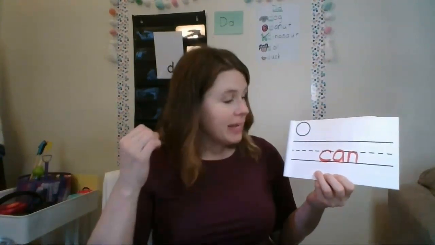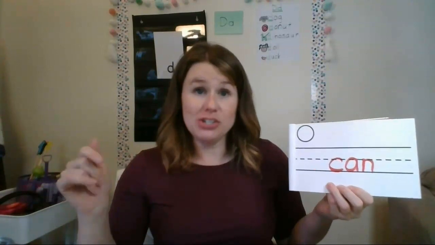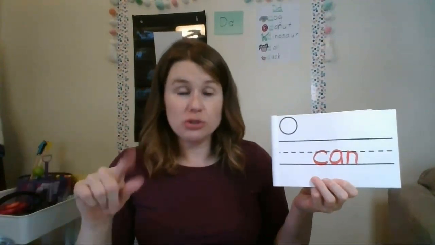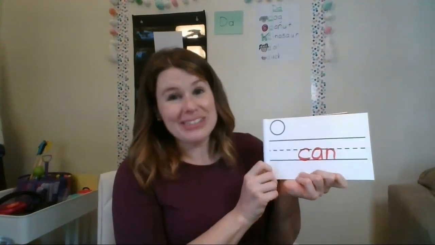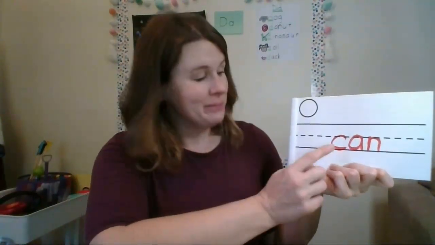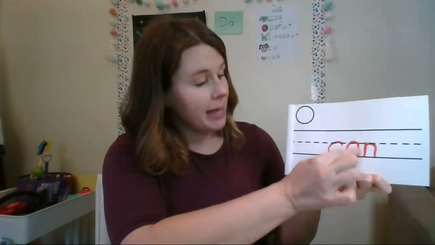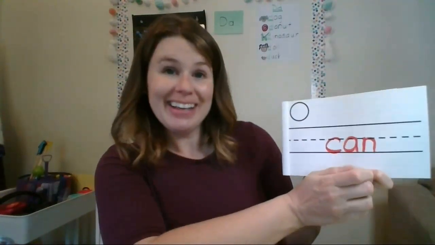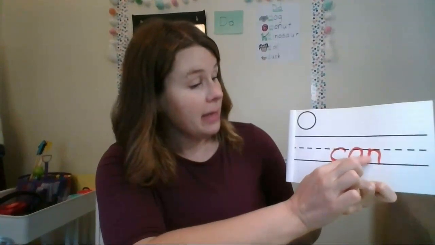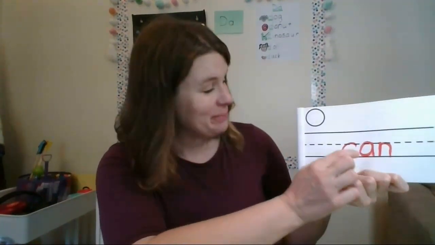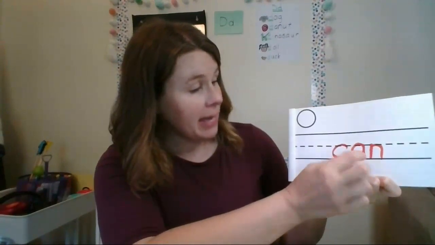So if you used your canvas, it'll feel kind of bumpy, the crayon. If you didn't have your canvas, that's okay. Just trace right over your letters or trace over my letters. Or you could trace on like your couch with your finger, just something to get a little different feel. Let's hear it 3 times. 1, 2, 3. C, A, N, can. C, A, N, can. Last time. C, A, N, can.